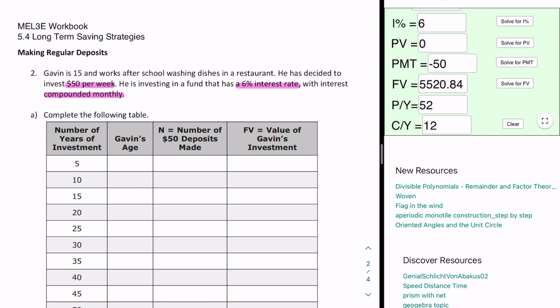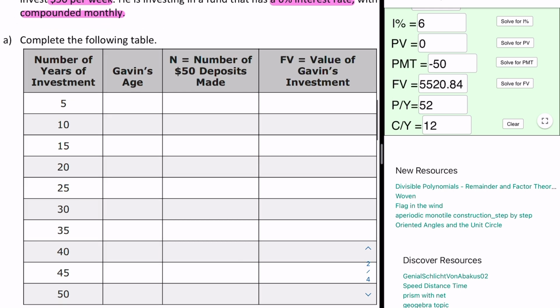So here you'll have Gavin's age. So he starts at 15. So after 5 years, how old is he? So first off, we're going to fill out this entire part of the table. So every 5 years, how old will he be? All right, so he's going to be 65 at the end.